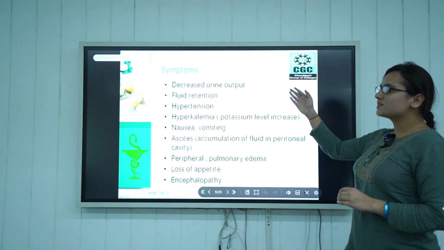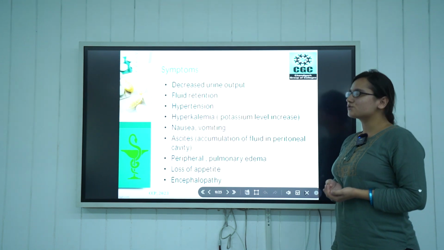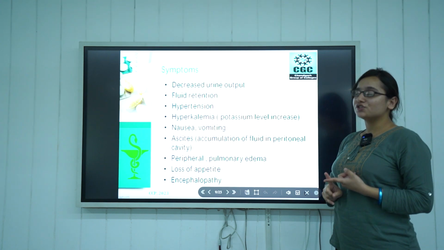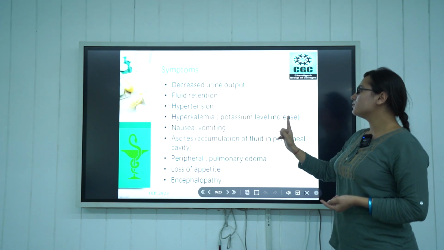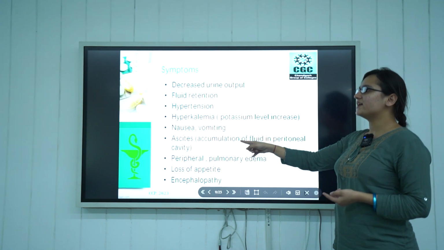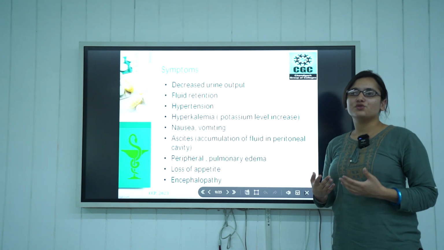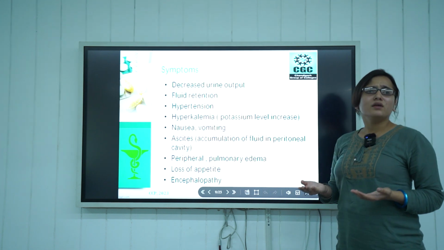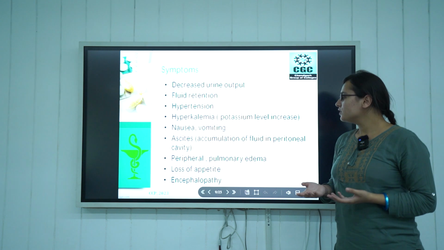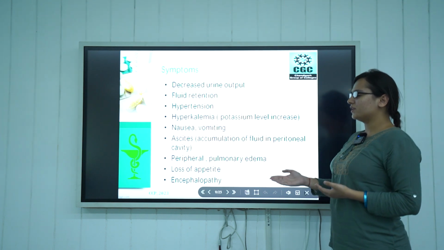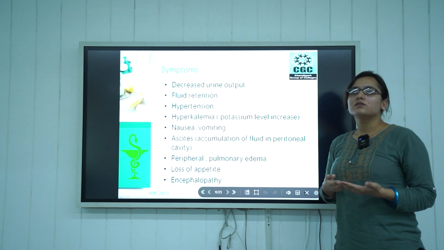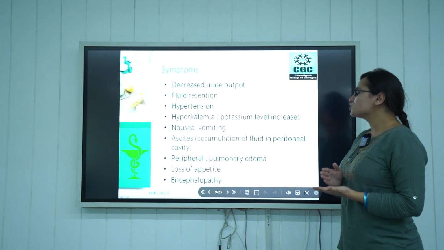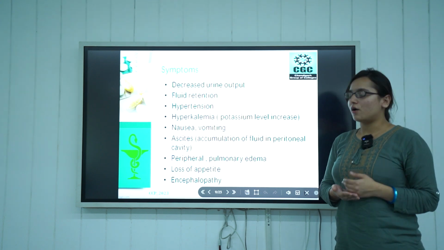So now we will come to the symptom part, that is the clinical manifestation also. So there will be decreased urine output, there will be fluid retention, there will be hypertension, and there will be hyperkalemia, there will be nausea, vomiting, there will be ascites. Ascites is when there is accumulation of fluid in the peritoneal cavity, right? There will be peripheral as well as pulmonary edema, whether pitting. Pulmonary edema can be pitting or non-pitting edema, right? And there will be loss of appetite and encephalopathy. As we all know, in encephalopathy, the liver is unable to filter the toxins from the blood, right? So it can lead to loss of consciousness plus coma, okay?